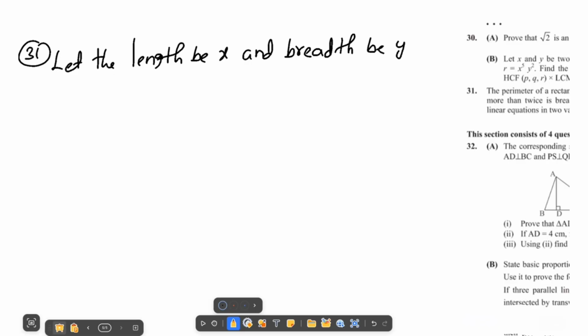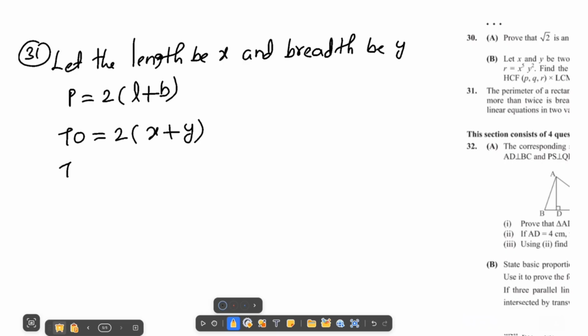So the perimeter is given. What is the perimeter? 2 of (L plus B), and the perimeter is given as 70. So 70 is equal to 2 of (x plus y), since L is x and B is y. If you bring 2 to the left side, 70 by 2 is equal to x plus y. Otherwise, x plus y is equal to 35. So let this be equation 1.